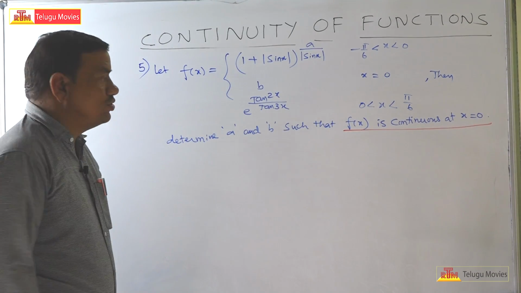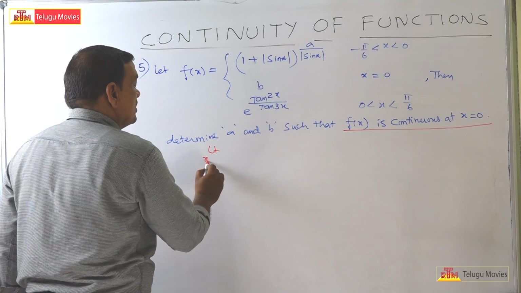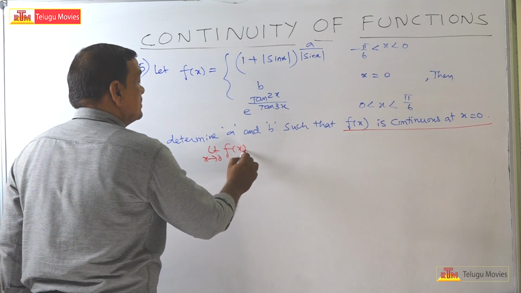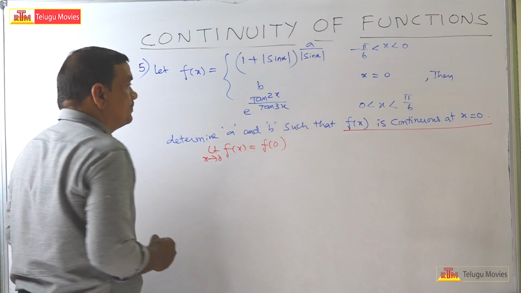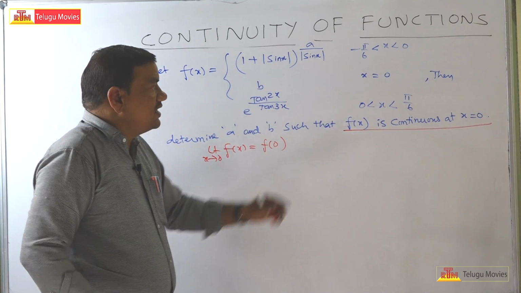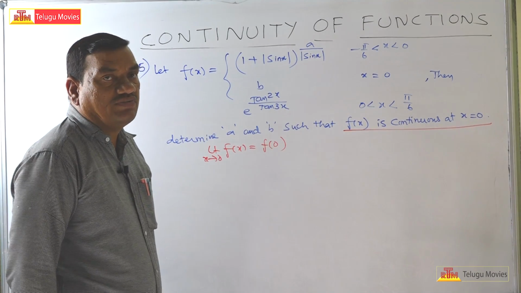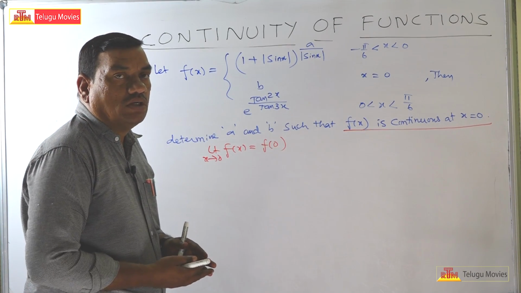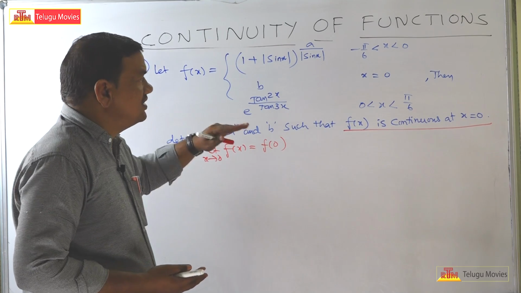Continuous at x equal to 0 means what? Limit x tends to 0, f of x is equal to f of 0. But observe here, this is a piecewise function. So far we have discussed general functions, but this is a piecewise function.